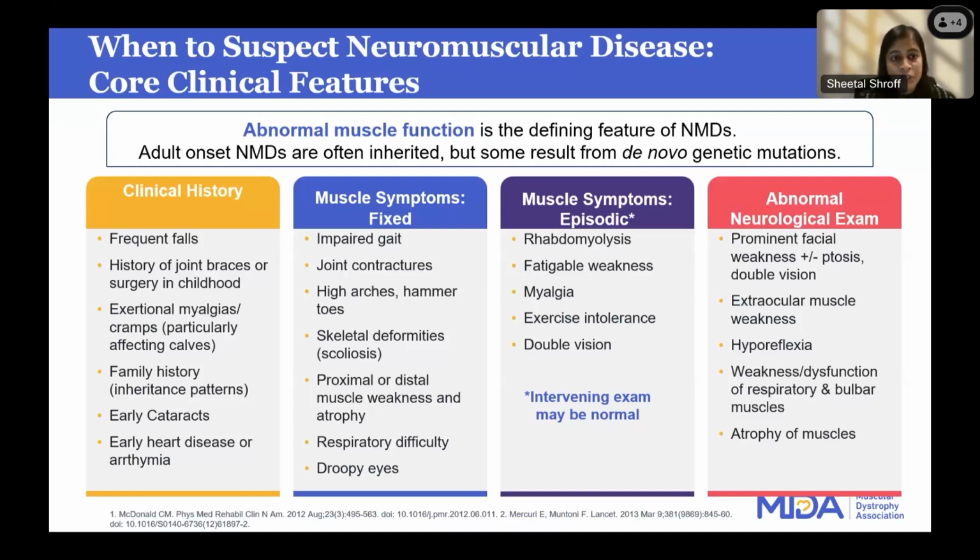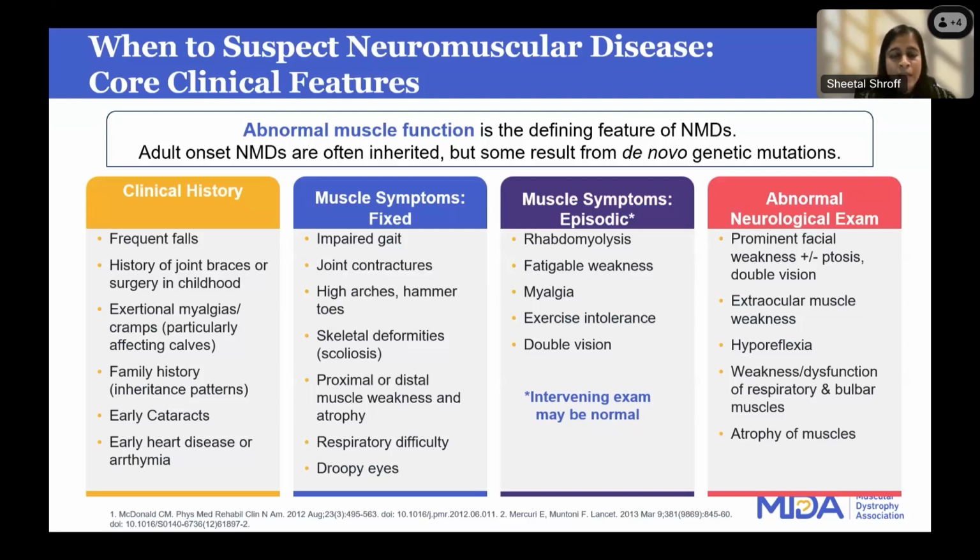And then double vision. So we see double vision in patients with myasthenia gravis. So like I mentioned, these are episodic or intermittent, but these patients can be normal in between these episodes of episodic muscle symptoms.